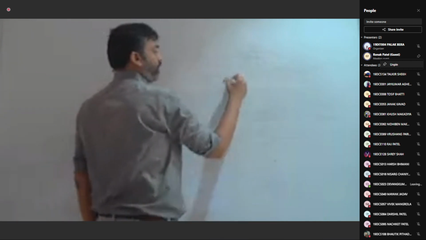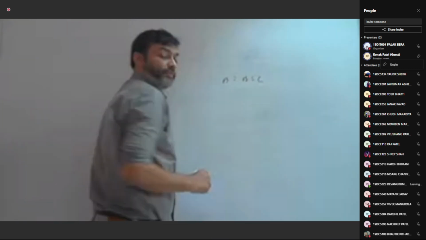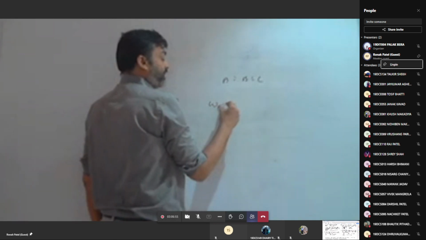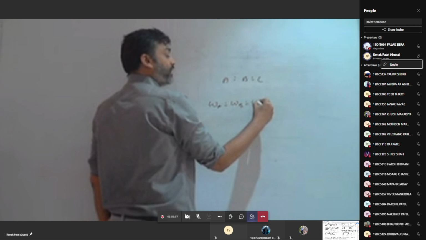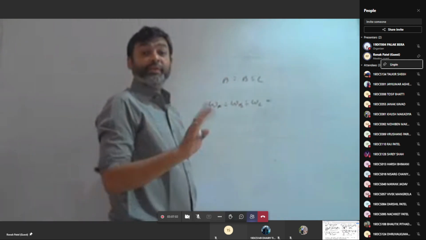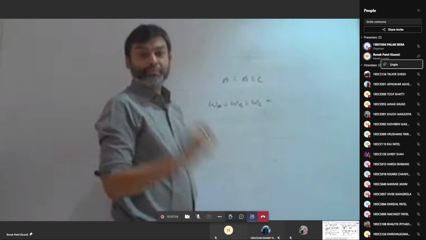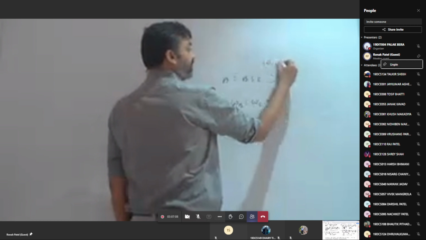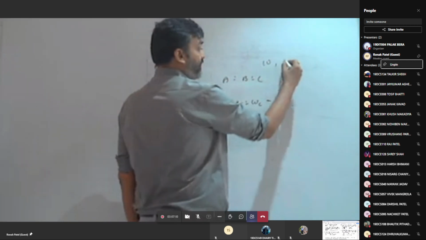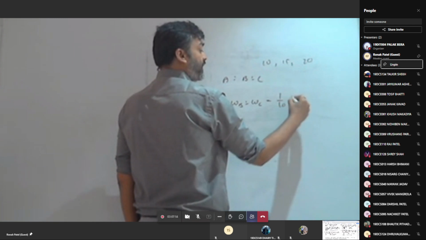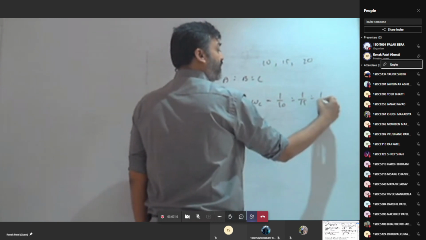If you want to share rupees, the rupees will be shared in terms of work done by A, B, C. So work done by A is to work done by B is to work done by C, because we pay money with respect to how much work everybody has done, not how much time they have spent. Right? If A is taking 10 days, B is taking 15 days, and C normally takes 20 days, we'll find out work: 1 upon 10, 1 upon 15, 1 upon 20.